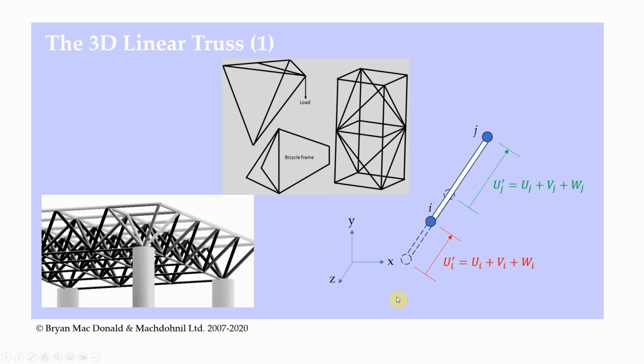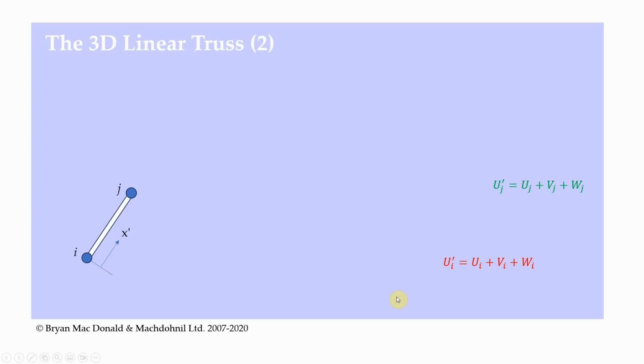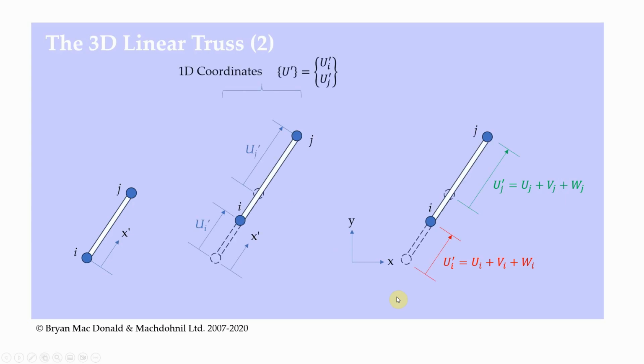So again, we're going to reuse that same theory and more or less do exactly the same thing as we did with the 2-dimensional truss. In our 1-dimensional coordinate, we have u dash is equal to ui dash, uj dash, in other words, all along the length of the truss.